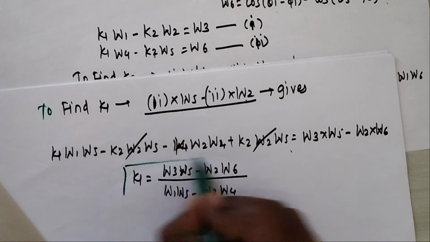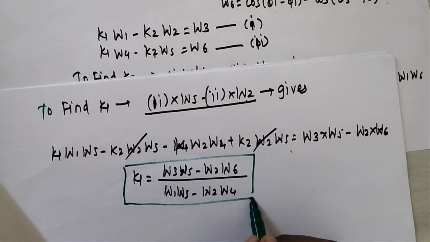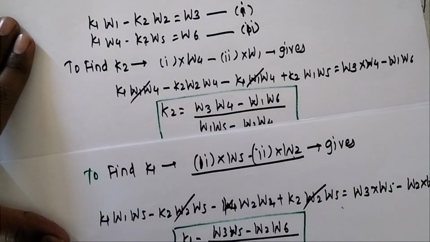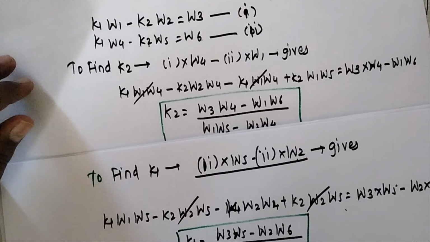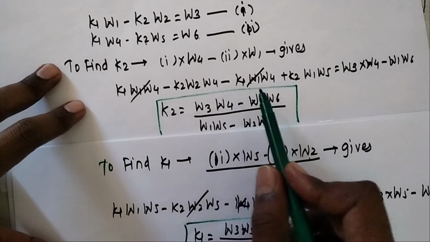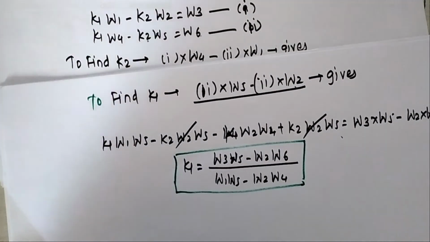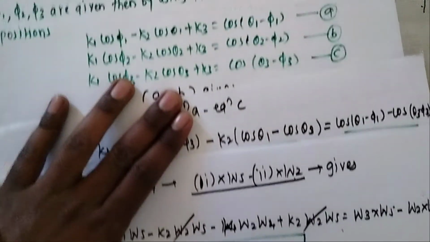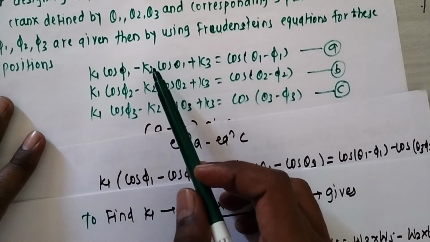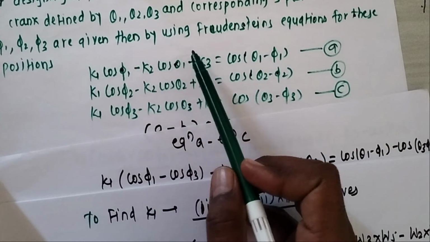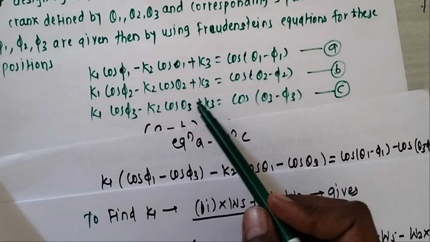So from equations 1 and 2 we obtain the K2 value and K1 value just by solving the two simultaneous equations. We obtain the value of K2 first, and now we obtain K1. When K1 and K2 are known to you, we know the basic Freudenstein equation. We have three equations for three positions, that is K1 cos phi 1 minus K2 cos theta 2. For each position we have three equations. So if we know the K1 value, if we know the K2 value, then we can put in any one of these equations to get the value of K3.